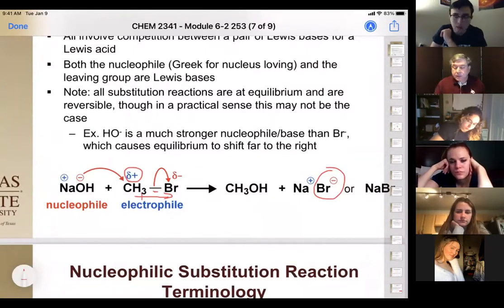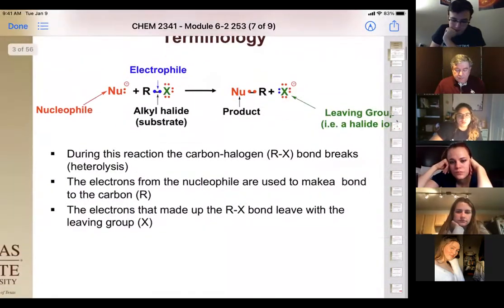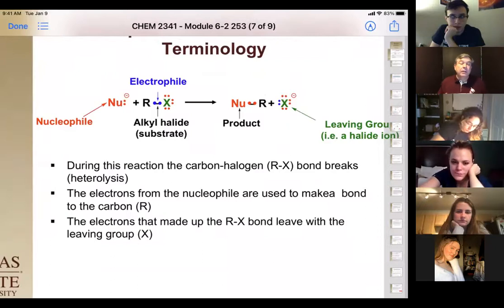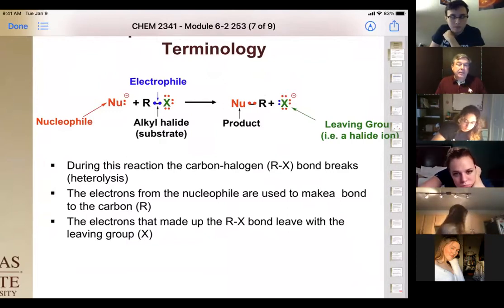Okay, so let's talk about some details. The first thing we have to do is name everything. So the thing coming in with a negative charge or lone pair is always our nucleophile. The carbon on our substrate, or the thing we're reacting with, should have a halogen on it. In this case, we're using halogens as leaving groups. We'll discuss other leaving groups as we go.